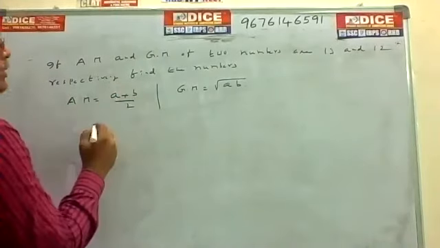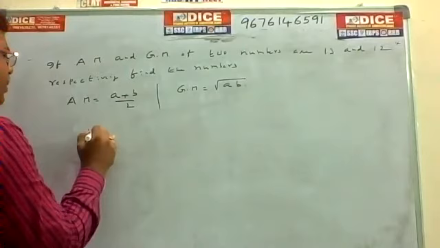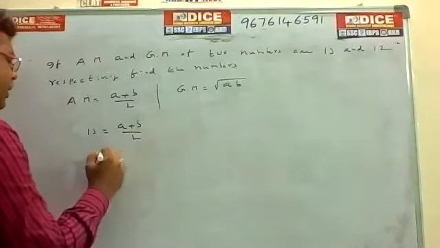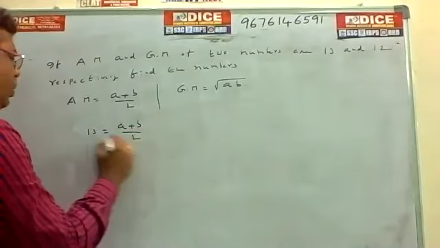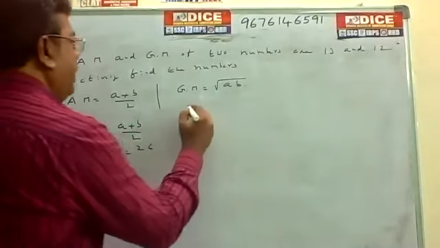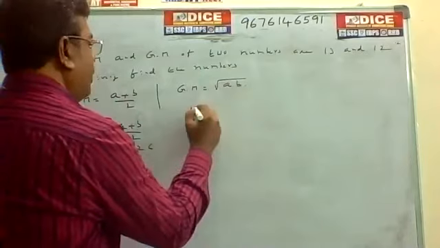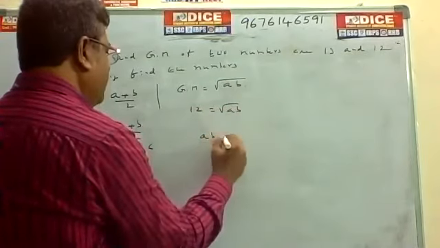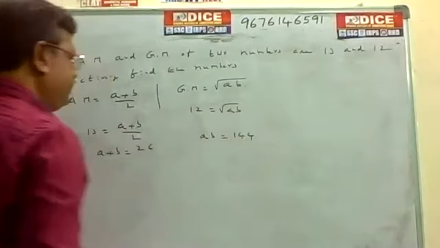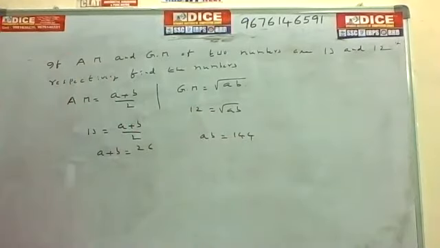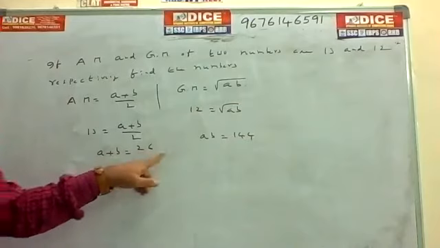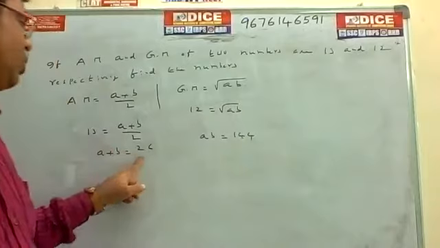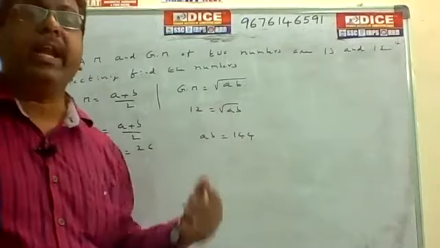Arithmetic mean is nothing but 13, so 13 is equal to (a plus b) by 2, or a plus b is equal to 2 into 13, which is 26. Here GM is 12, so 12 is equal to root of AB, or AB is equal to 12 square, which is 144. So a plus b is equal to 26 and ab is equal to 144. We have to find the values of A and B.